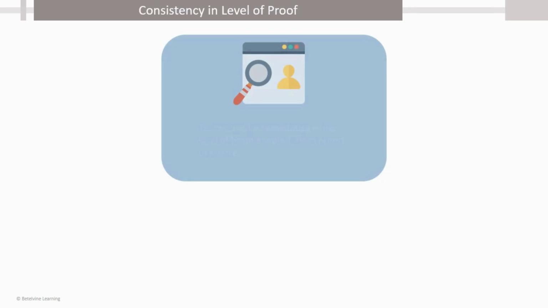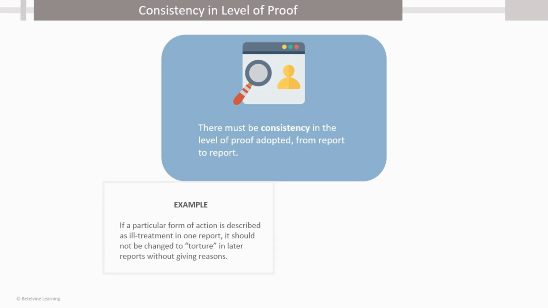Finally, there must be consistency in the level of proof adopted from report to report, unless there is a good reason to change. For example, if a particular form of action is described as ill treatment in one report, it should not be changed to torture in later reports without giving reasons.